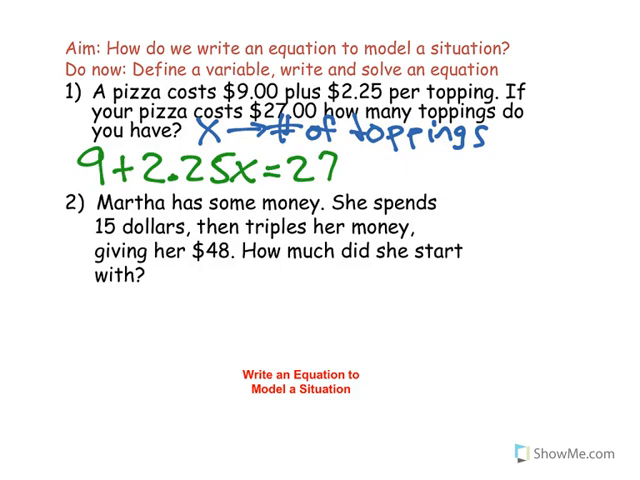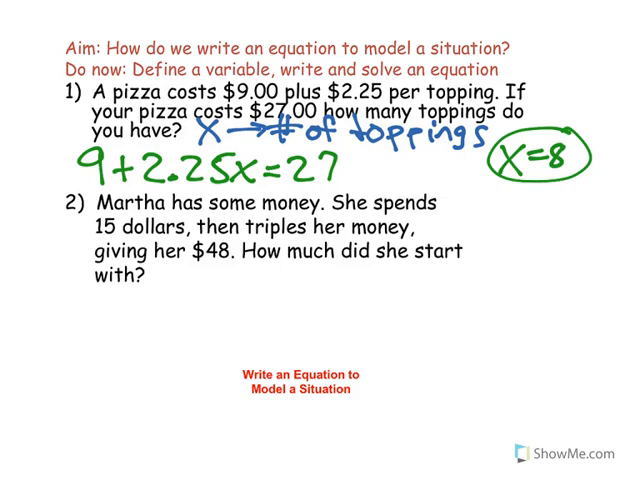It's going to give us 2.25x is equal to 18. So when we solve the equation, we're going to get x is equal to 8. All right. And we said if we want to check a word problem like this, right, we can't check our equation because we made the equation. There's no guarantee it's correct. So if we check the problem, we say, okay, $2.25 per topping. So 8 times $2.25 is $18 for the toppings, plus $9 for the pizza is $27.